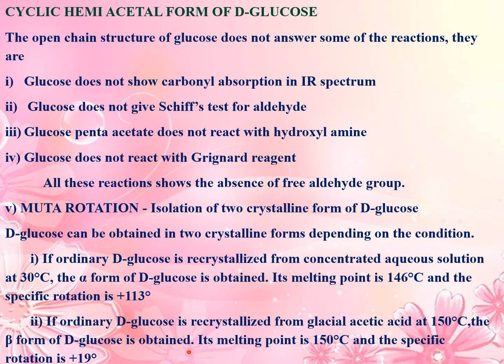Next, if ordinary D-glucose is recrystallized from glacial acetic acid at 150 degrees Celsius, the beta form of D-glucose is obtained. Its melting point is 150 degrees Celsius and its specific rotation is plus 19.